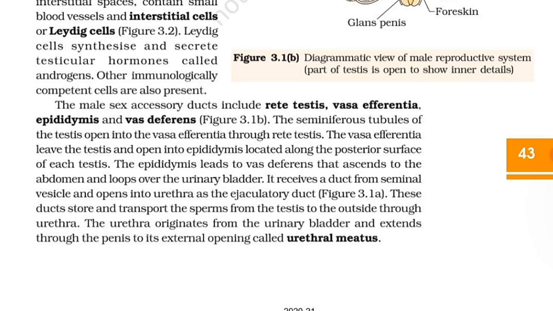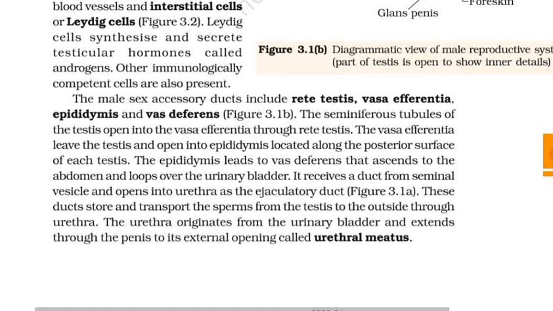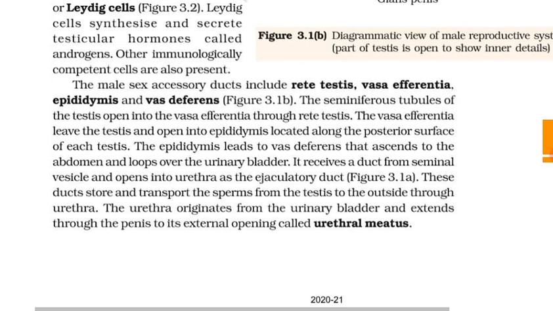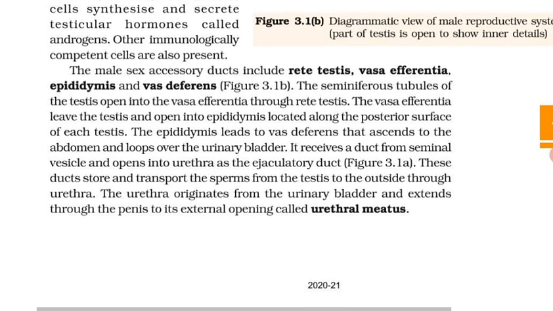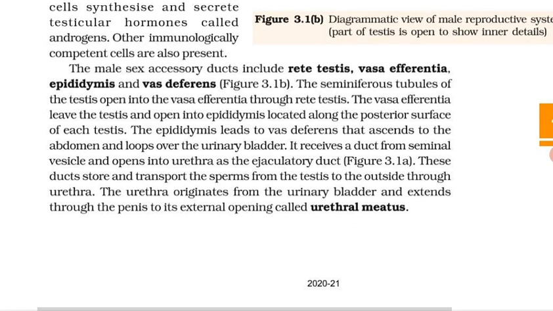These ducts store and transport the sperms from the testis to the outside through the urethra. The urethra originates from the urinary bladder and extends through the penis to its external opening called urethral meatus. Once again I am repeating it. These ducts store and transport the sperm from the testis to the outside through the urethra.